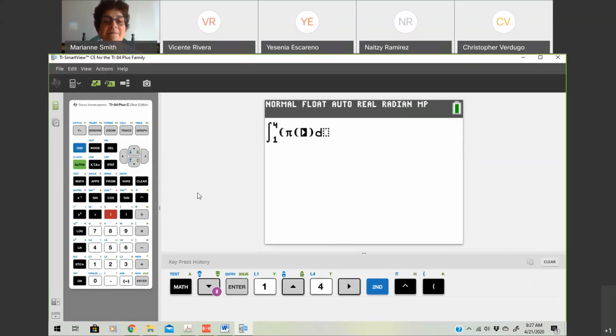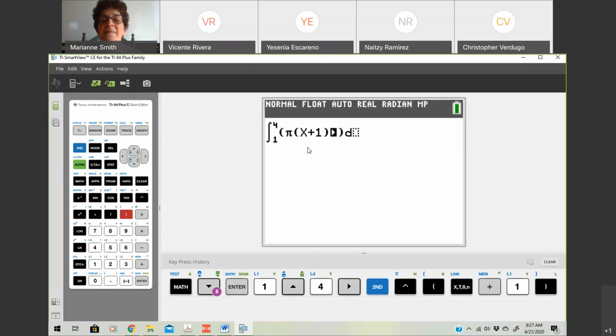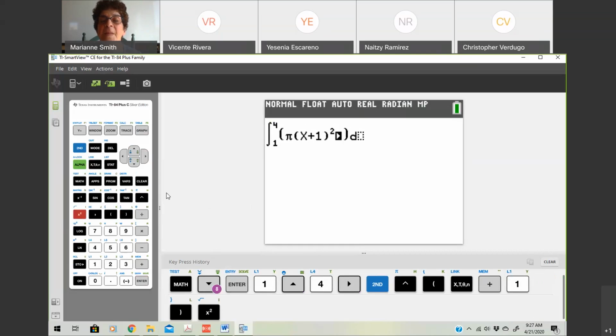So I'm going to put in my function. That was x plus 1. Close the parentheses, and then I want to square that whole function. So x squared. And then I'm going to go out here, and they want to know what are you integrating with respect to? So I'm going to put the x there again. Let me stop and ask, is everybody okay with what I did? Anybody questions? Again, I'm just copying the formula from the notes. I'm showing you multiple ways you can check your answer.